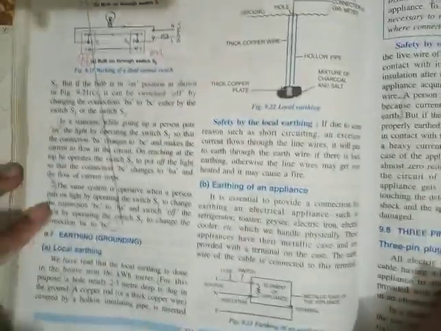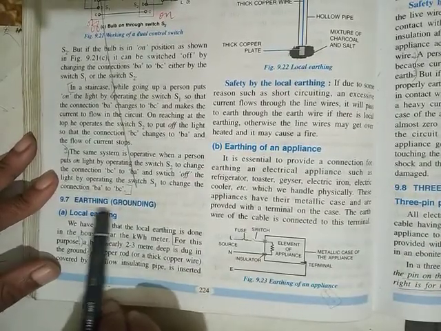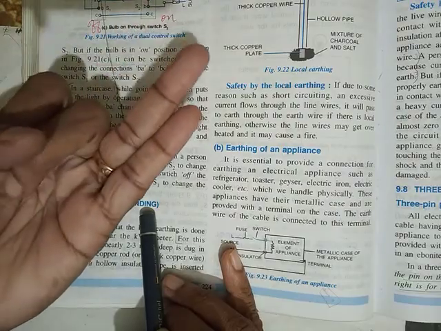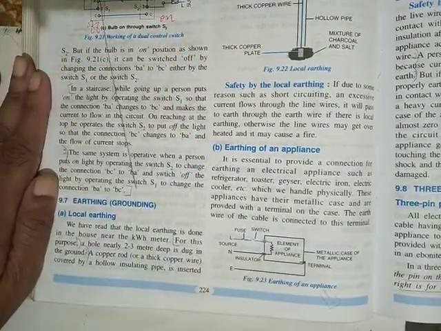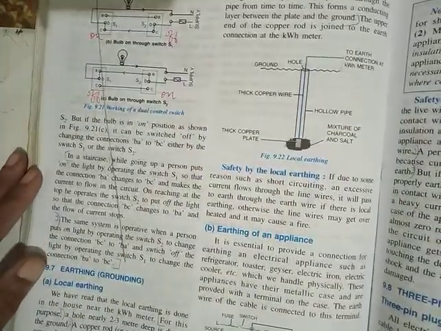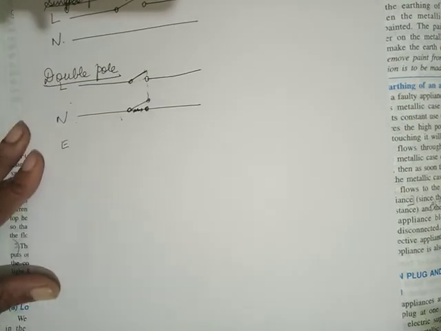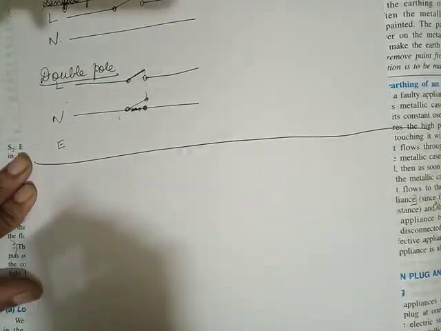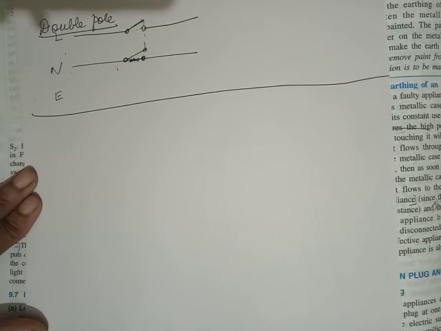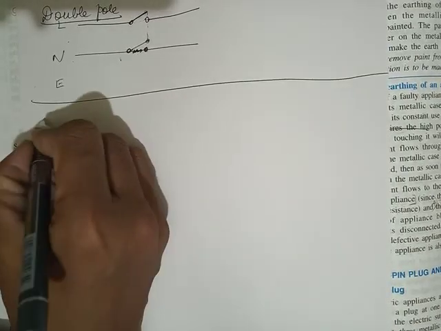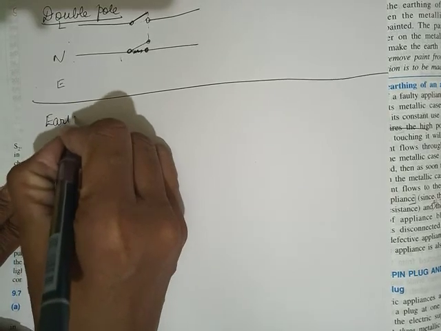And then we go to the next topic straight, that is earthing. So far we have seen fuse, then we saw switch, now we are going to see earthing. Earthing is another safety provision that is provided in an electric circuit that helps to protect the appliance from any kind of damage. Let's see that. So what is earthing?